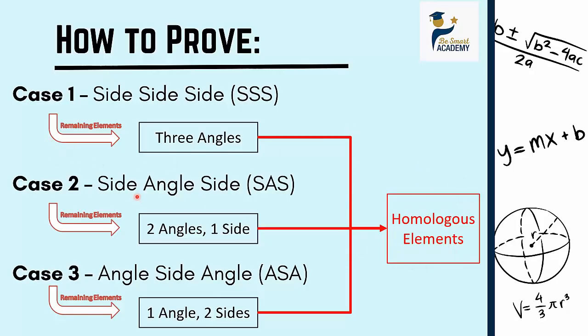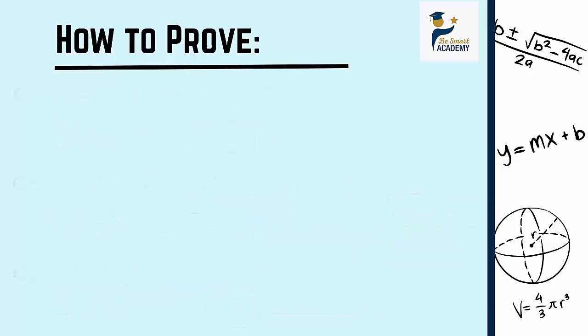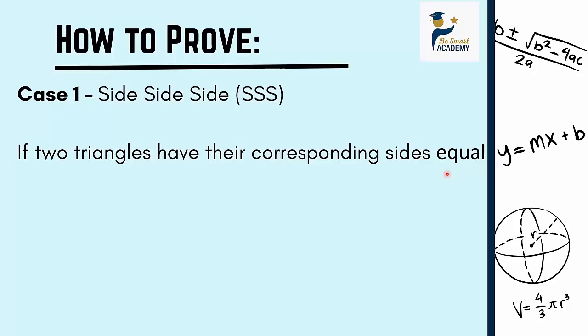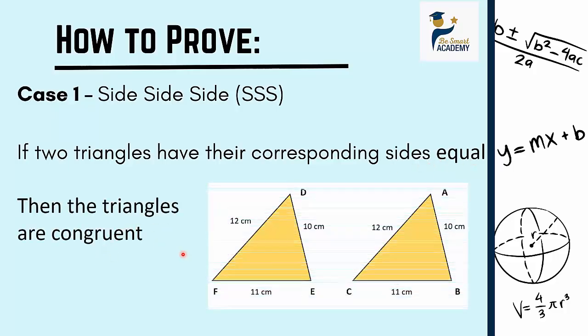Let's start with the first case. The first case implies that if we have two triangles having their corresponding sides equal, then the triangles are congruent. Let's take this as an example. AB is equal to DE, BC equals EF, and DF equals AC. 10 centimeters with 10 centimeters, 11 with 11, 12 with 12. If we take the first triangle and slide it all the way to the second, we can notice that they are equal.